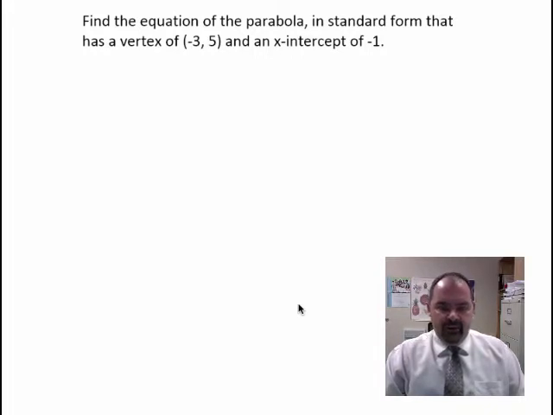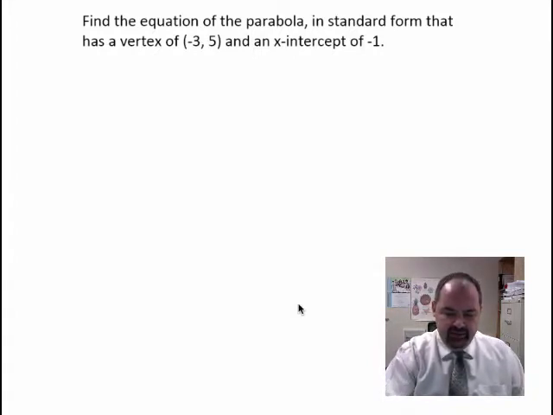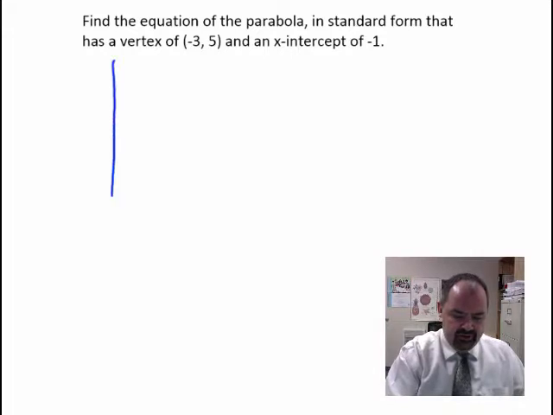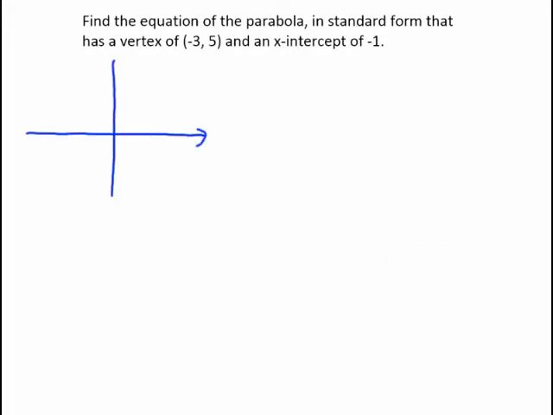Alright, now that we have some familiarity with standard form, let's work in reverse. We have information about the graph, and we want to come up with its standard form equation. So find the parabola in standard form that has a vertex of -3, 5. So I'm going to do a little sketch of this so I can understand it.